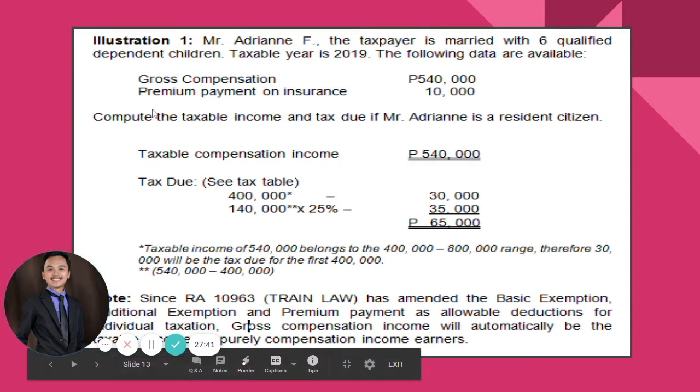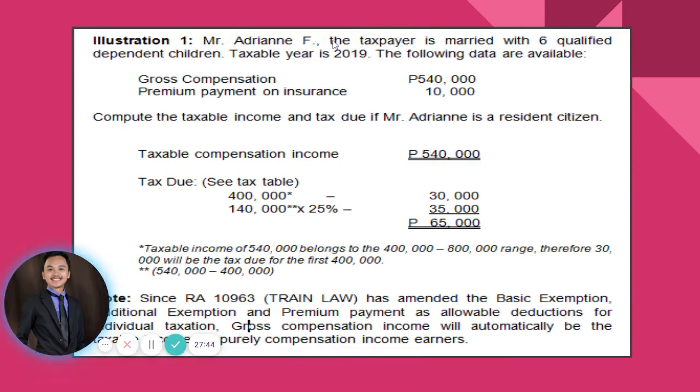We have illustration 1. Mr. Adrian, the taxpayer, is married with 6 qualified dependent children. Taxable year is 2019. The following data are available. We have gross compensation of 540,000 and premium payment on insurance of 10,000. Take note of the taxable year 2019. So therefore, we will already be using the TRAIN law here.